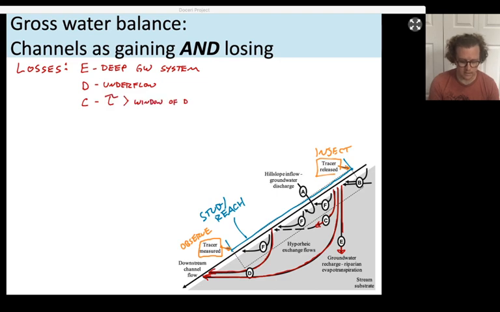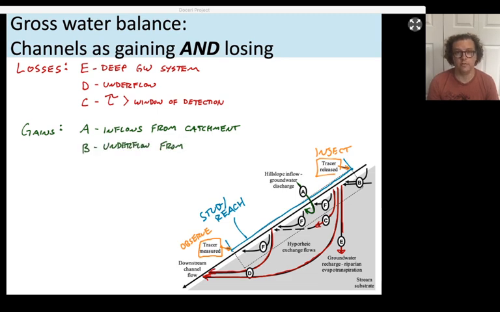On flow path C, this is the window of detection problem that we talked about early. That flow path will come back within the study reach, but it's simply not coming back fast enough for you to detect that mass. So that mass shows up as lost. There are also gains of water that we might experience along the way. So gains from the catchment, flow path A. Gains that were underflow that began upstream of your injection but returns within your study reach.